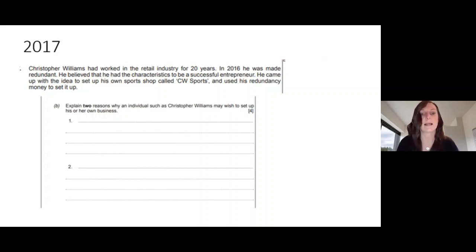Explain 2 reasons why an individual such as Christopher may wish to set up his or her own business. Okay, so this is worth 4 marks. Now it said 2 reasons. So here, what you need to make sure of in order to get the 4 marks overall is you make the point and you have to expand on it. I would always use the word therefore for this. So you'd make your point, therefore it has this effect. Make another point, therefore it has this effect. So I'd like you to pause the video again, and have a go at doing this question, please.